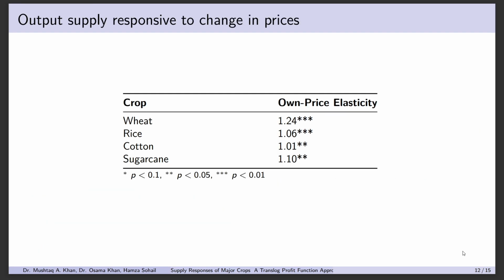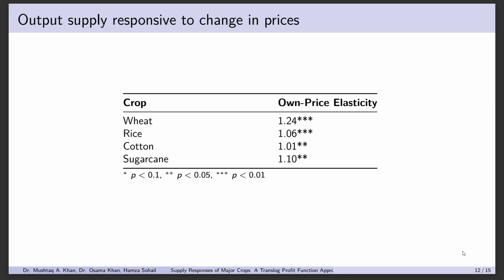So moving on to the first set of results, which basically answer our first research question, is that output supply is responsive to change in prices for all of the crops. And we can see that the estimates that are derived from the regression results are statistically significant, at least at the 10% level of significance. And we can see that the wheat is the most responsive crop of all, and these estimates are elastic as well.